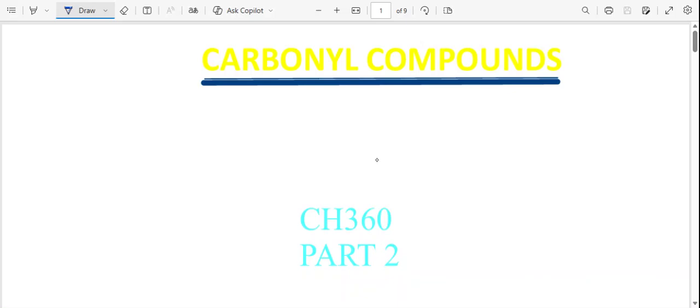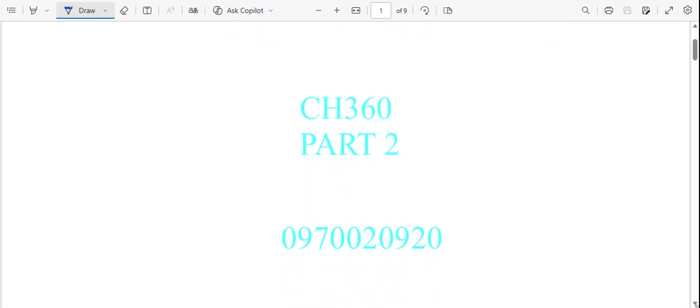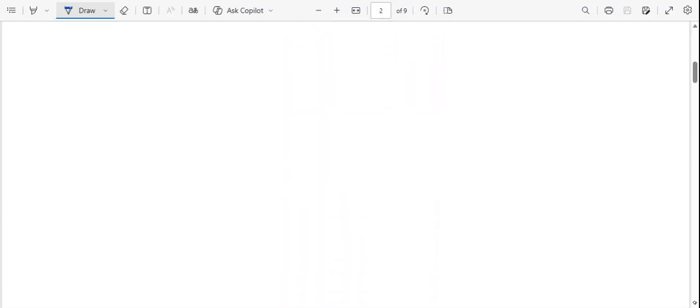Welcome to part two. This is organic chemistry, carbonyl compounds. This is where organic chemistry is concerned. So we did the Grignard reagents. Now this is just part two of carbonyl compounds.